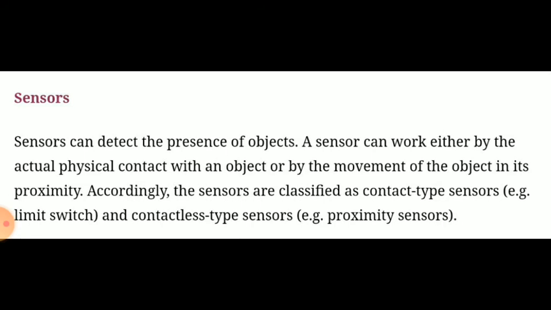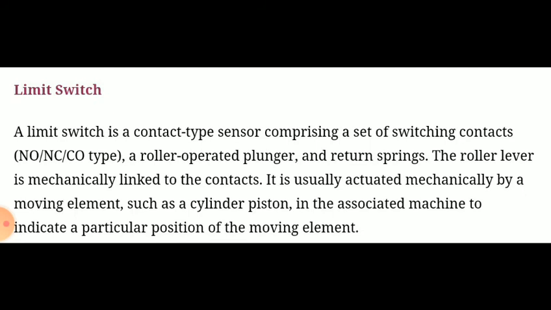Then sensors. Sensors can detect the presence of objects. A sensor can work either by actual physical contact with an object or by the movement of the object in its proximity. Accordingly, the sensors are classified as contact type sensors, for example, limit switch, and contactless type sensors, that is proximity sensors. These are a very important part in an electrohydraulic circuit. You can use limit switches or proximity switches for sensing the position of the cylinder or the piston. Now first is limit switch.